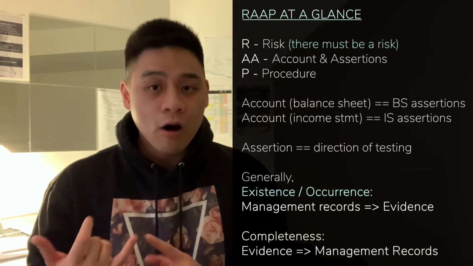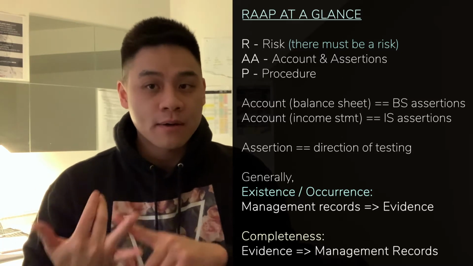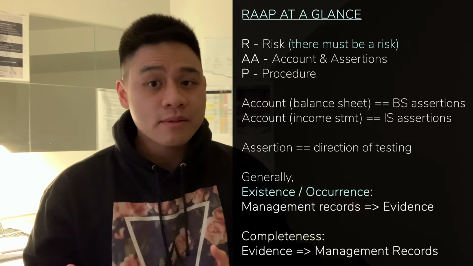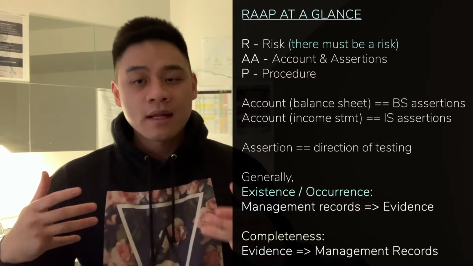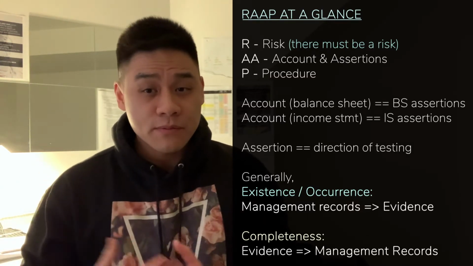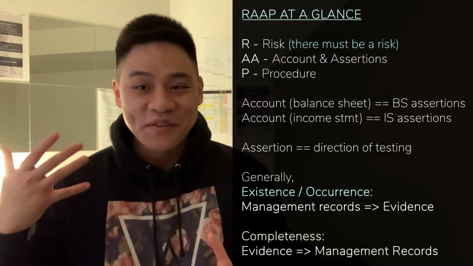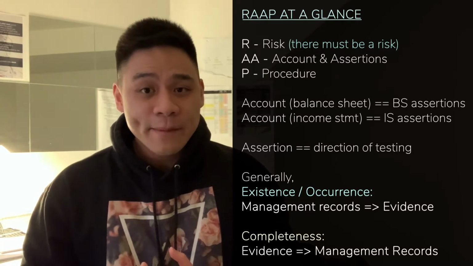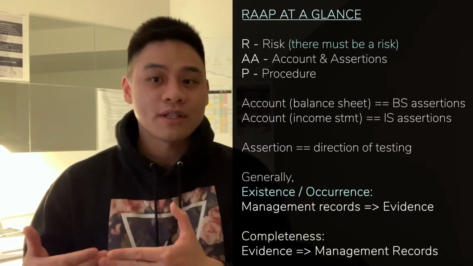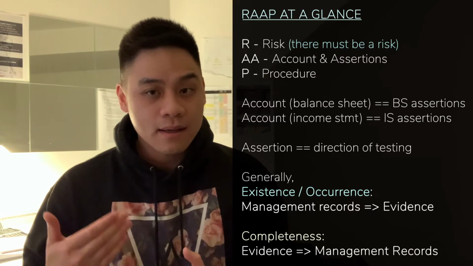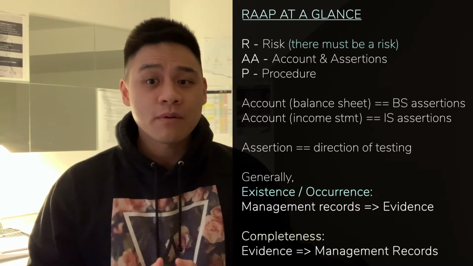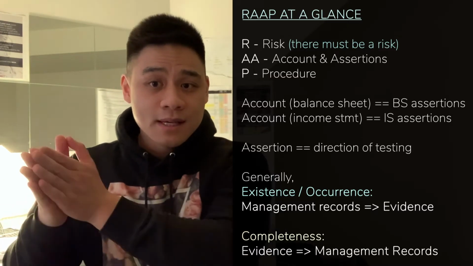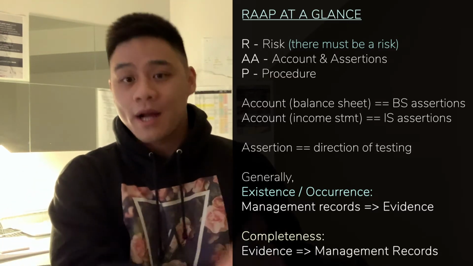So RAAP being R for risk, AA for account and assertions, and P for procedures. Risk is your purpose. It always starts with identifying the risk, or aka the problem. If you don't have a risk, there's no need for any audit procedures. And then account and assertions. Assertions will determine the direction of your testing. So generally, for existence and occurrence, you will test from management records to the evidence, while for completeness, you will test from evidence to management records.